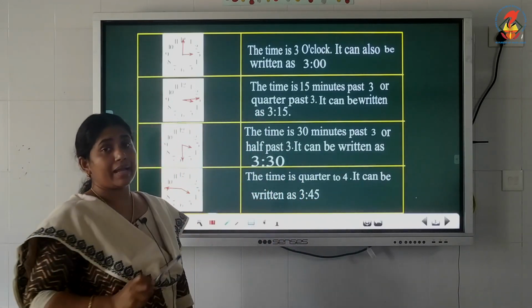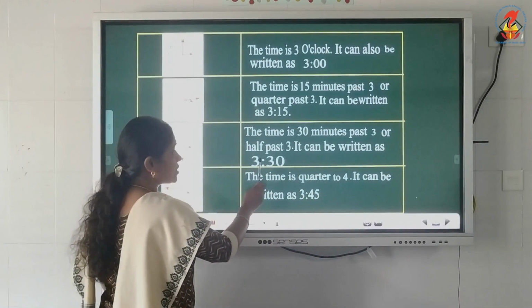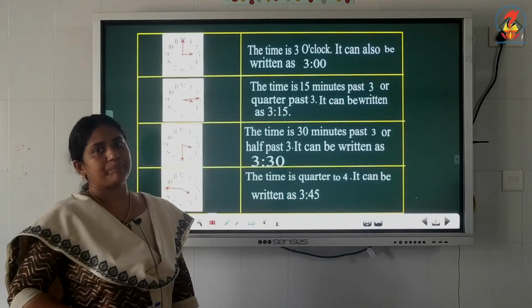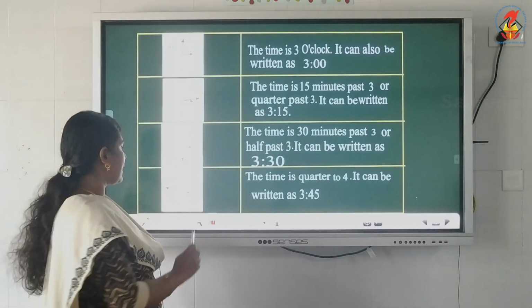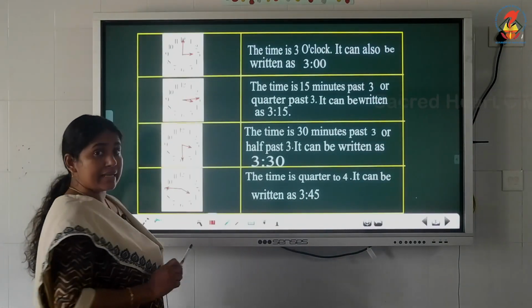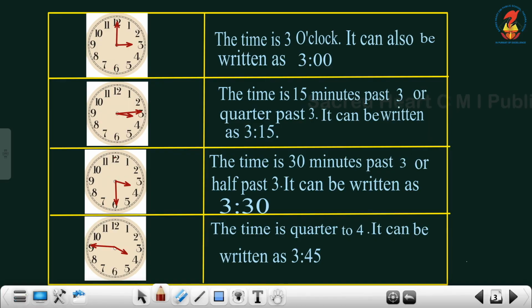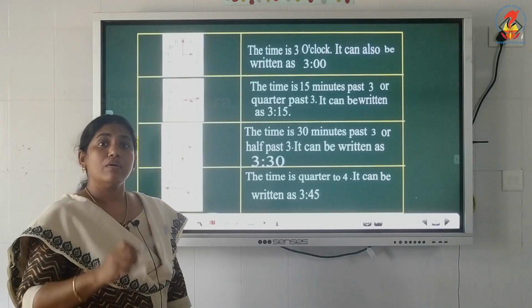And how we will write this? It is written as 3:30. 3 hours 30 minutes. Okay, now look at the last clock. Here you can see the hour hand is very close to 4, almost on 4. And where is our minute hand? Minute hand is on 9. I told you when our minute hand is on 9, what is the minute now?